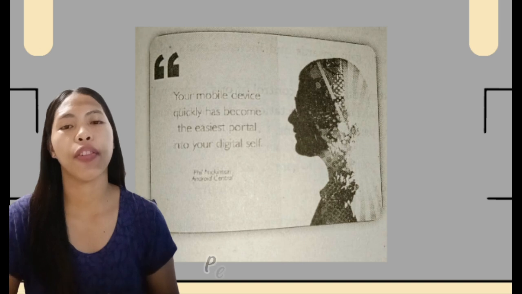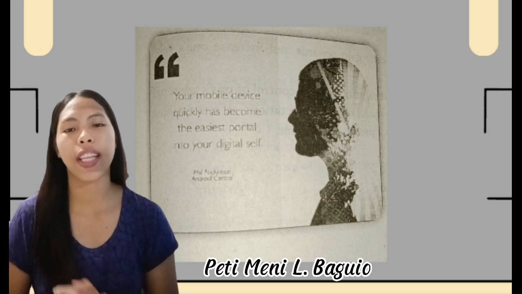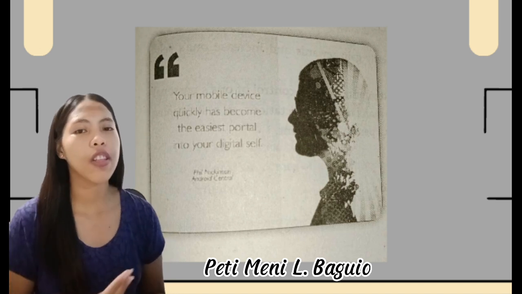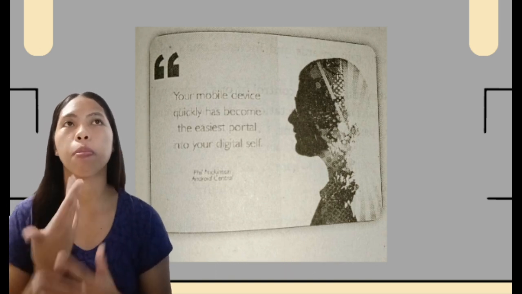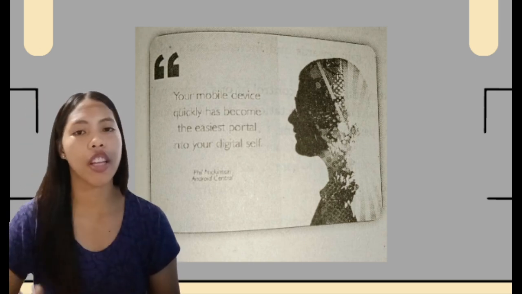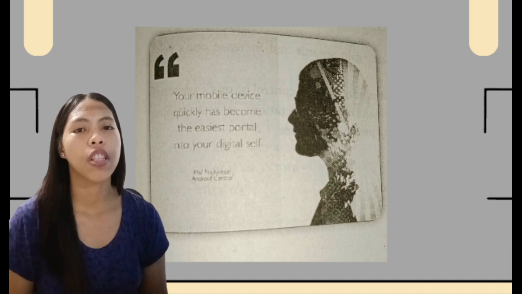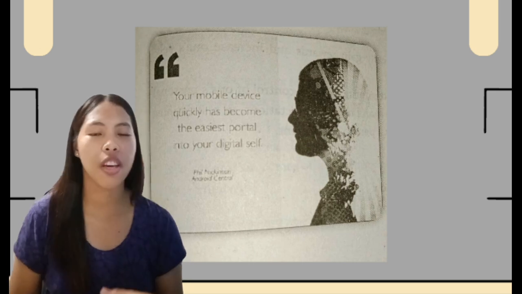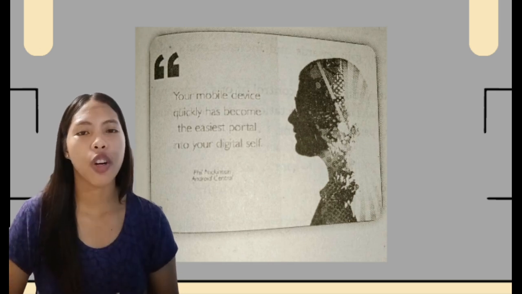So, good day everyone. I'm going to explain these words. Your mobile device quickly has become the easiest portal into your digital self, using these four main qualities of effective messages, which is simplicity, specificity, structure, and stickiness. So we have here first simplicity. Simplicity means the image says that your mobile phone has quickly become the easiest way to connect with your digital life.